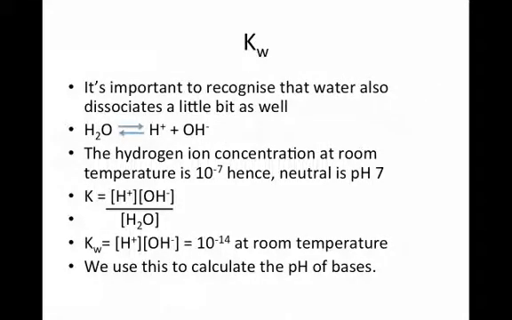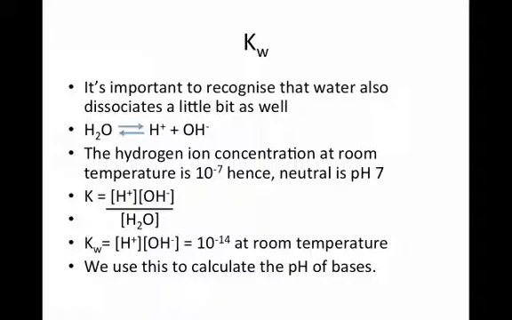Final thing to talk about is a little bit complicated. So water also dissociates a little bit into H plus and OH minus. The hydrogen ion concentration from dissociated water at room temperature is 10 to the minus 7, which is why the neutral pH is 7, because minus log base 10 of 10 to the minus 7 is 7.